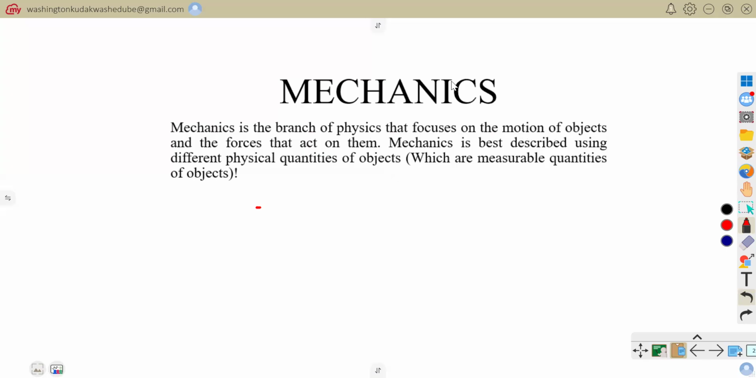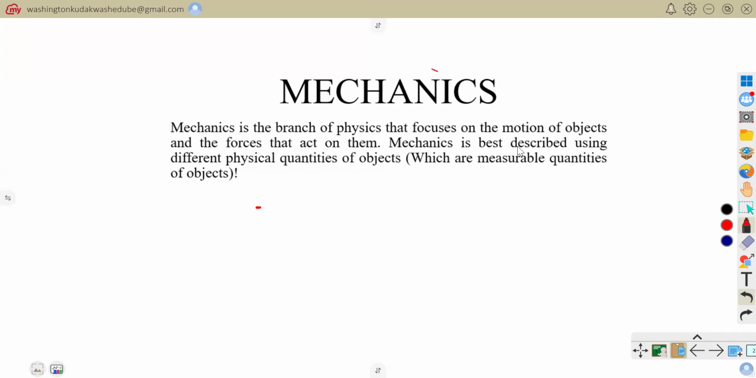So what we refer to as mechanics is the motion of objects. From the word itself, mechanics, this is where it was derived from: motion. So the motion of objects as well as the forces that act on them, that is what we refer to as mechanics. So mechanics is best described using different physical quantities.